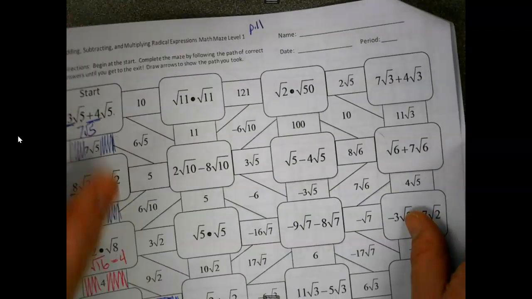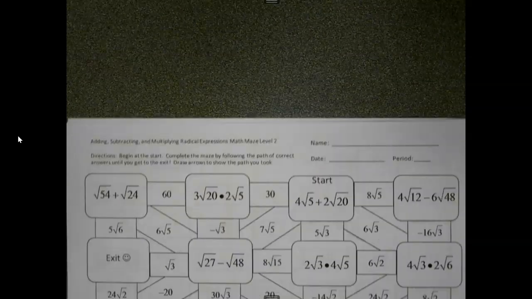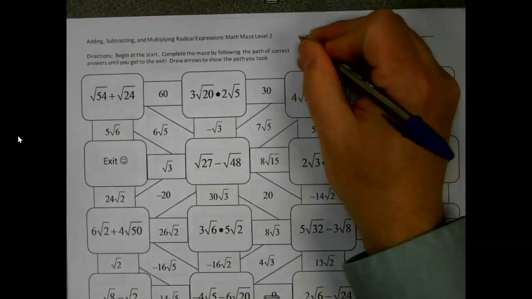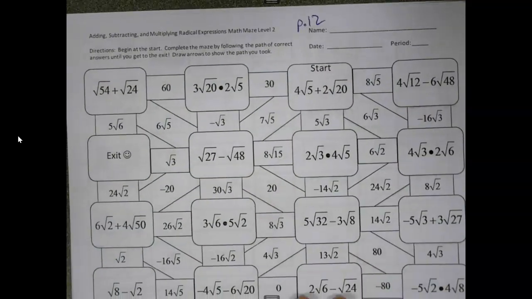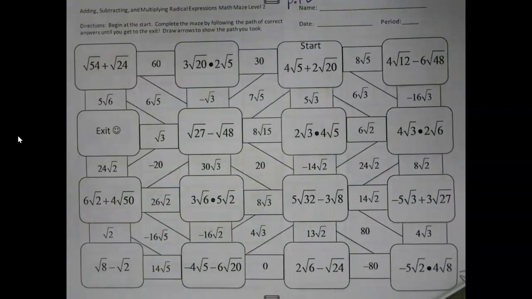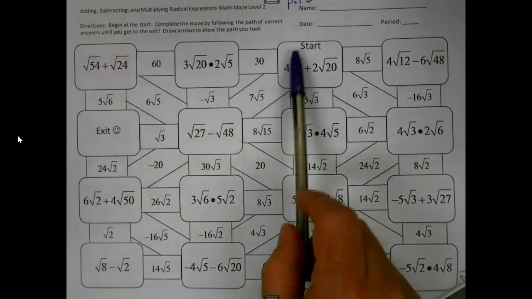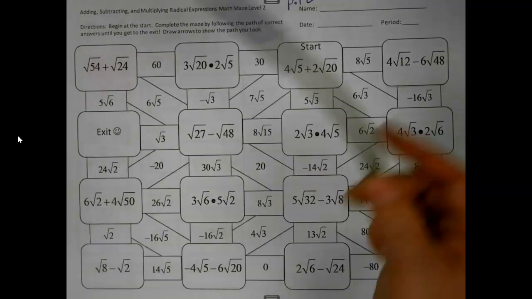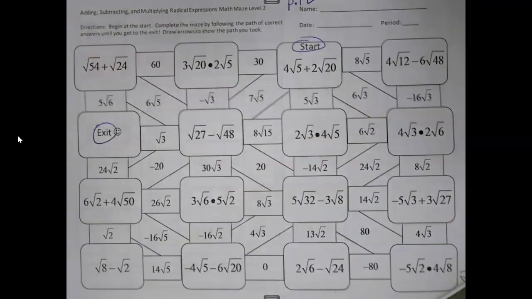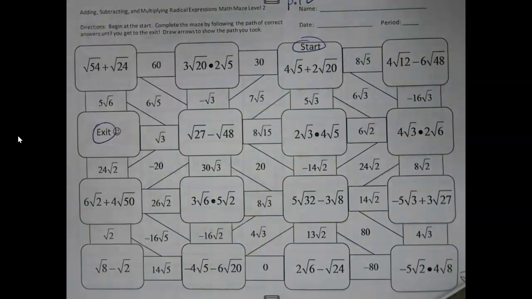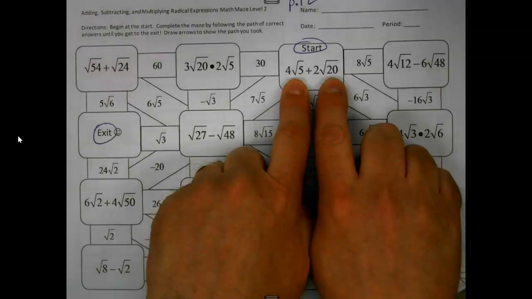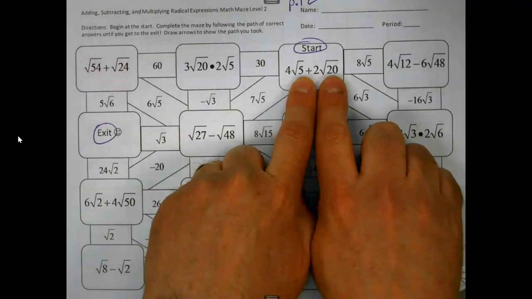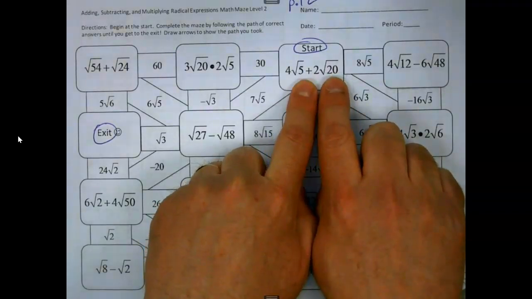So let me make one last flip here, on the back of 11. Okay, so here's the start, and here's the exit. And even a smiley face. Same deal, except now on these, we've got to do a little more work. For instance, here on the start one, I'm like, ooh, the radicals are not the same. You cannot add these right away.